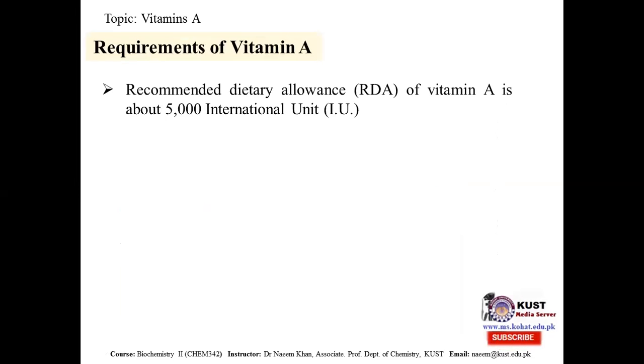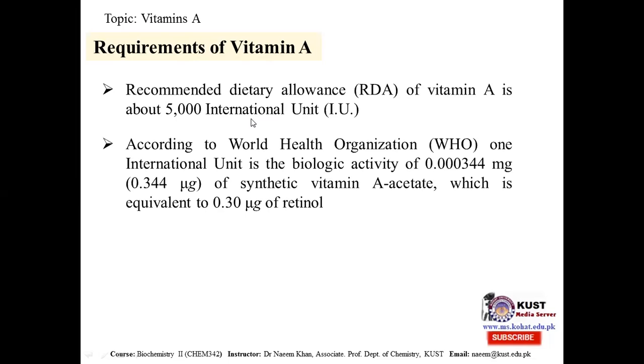Requirements of vitamin A. The recommended dietary allowance, RDA, of vitamin A is about 5,000 international units. Daily we need 5,000 international units of vitamin A. What is the international unit?